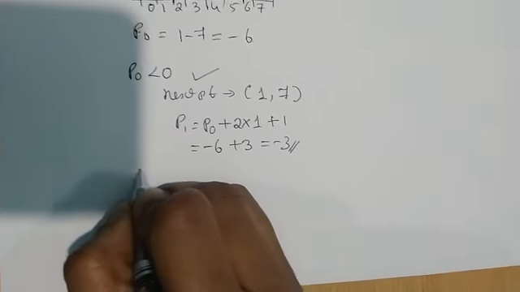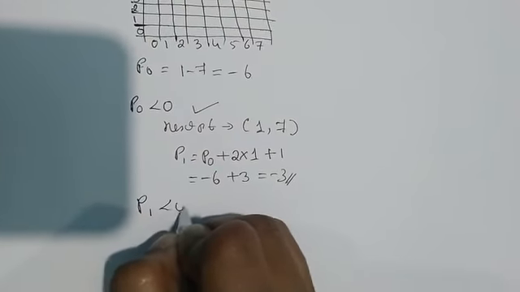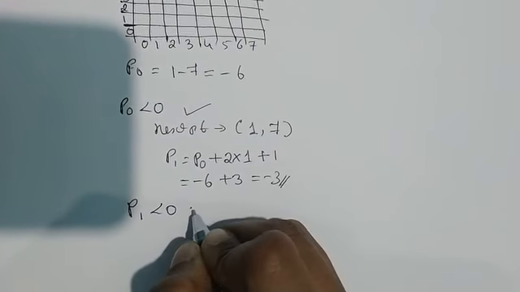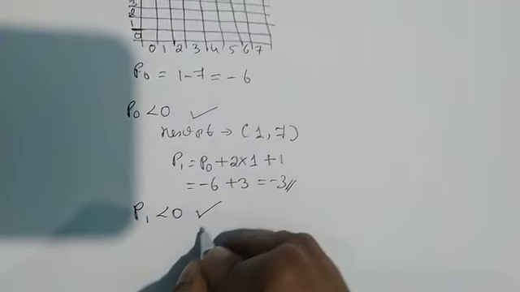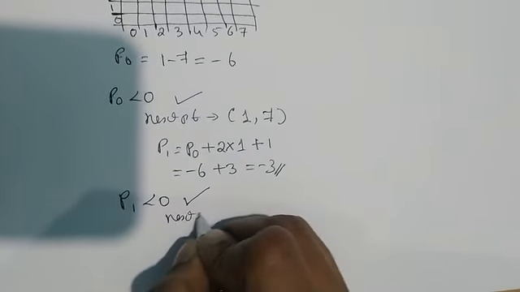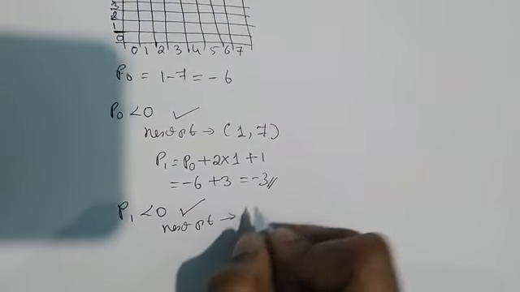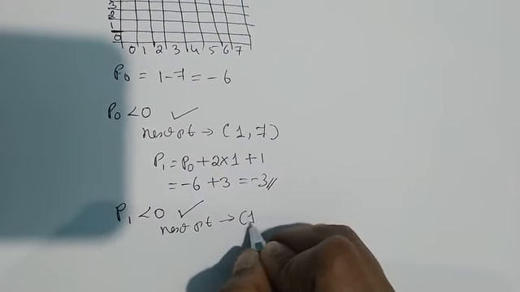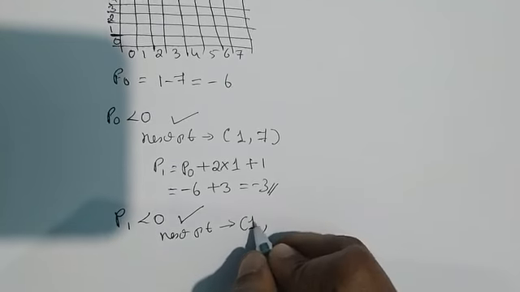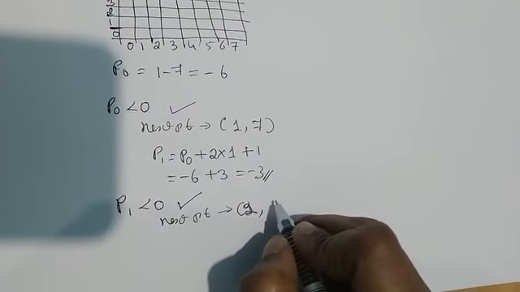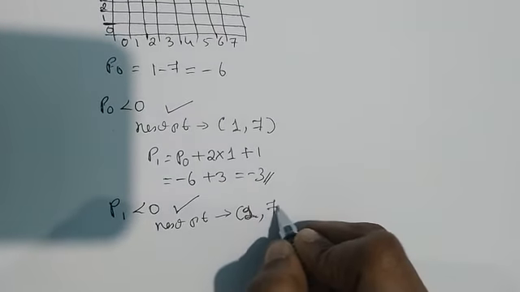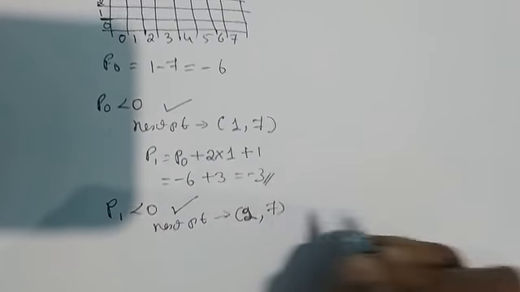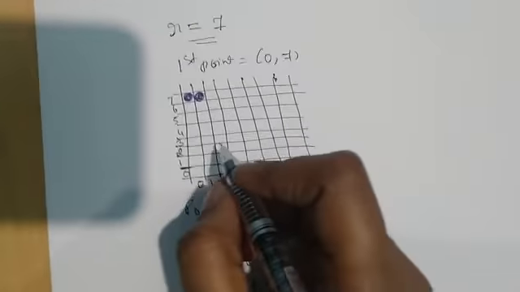Next, same steps. Is p1 less than 0? p1 is equal to minus 3. Yes, it is less than 0. So the next point is going to be incremented by 1 for x coordinate, that is 2, and y remains as it is. So 2, 7 is the next point.